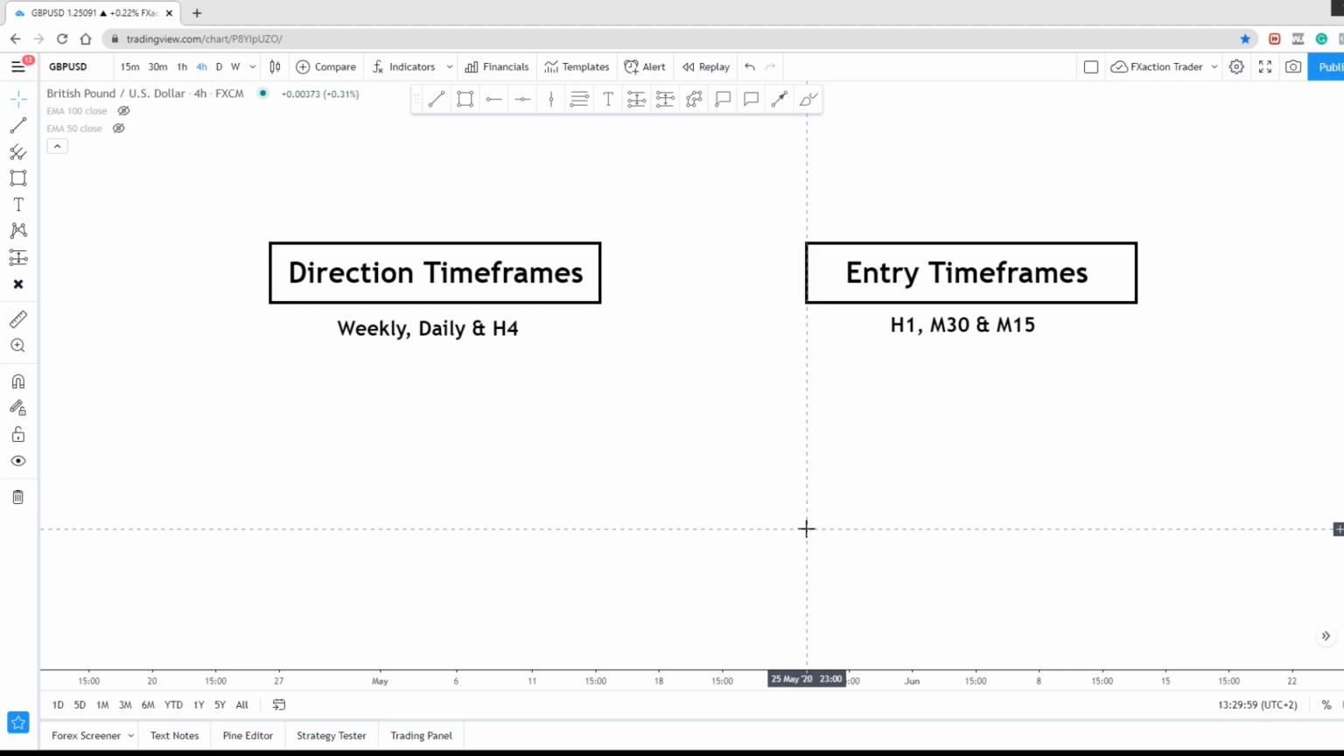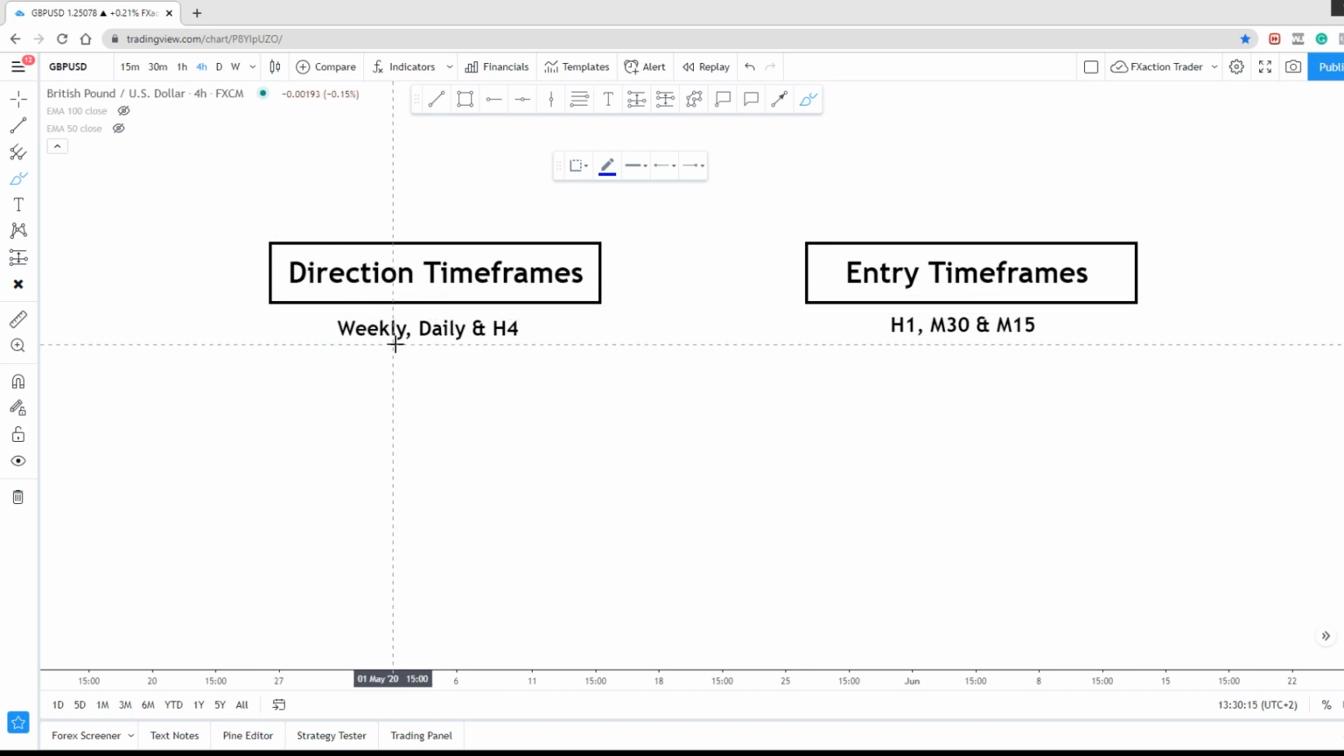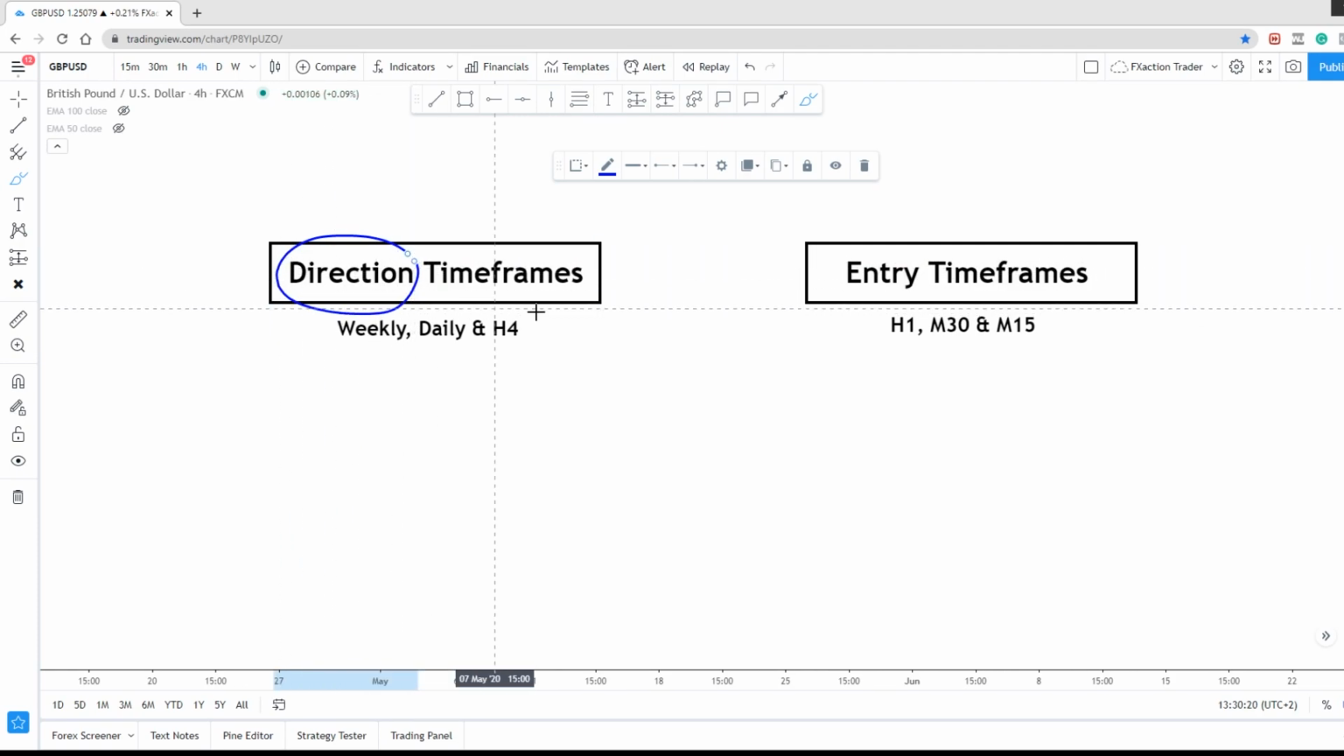Alright, when we talk about multiple time frames, meaning that we are using more than one time frame to scale in for our entry. So I'll be dividing these time frames into the directional time frame and also the entry time frame. For the directional time frame, I'll be using weekly chart, daily chart, or even H4 chart to determine my market direction. For the entry time frame, I'll be using H1, M30, and M15 to determine my entry. I would suggest that you do not go lower than M15 because the lower the time frame, the more noise that market is going to give us.